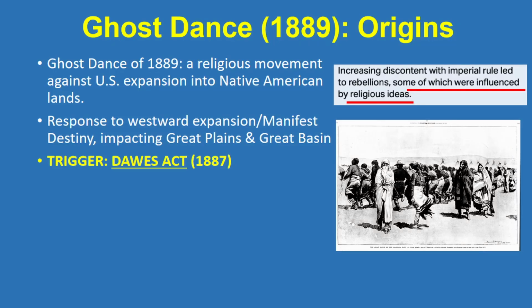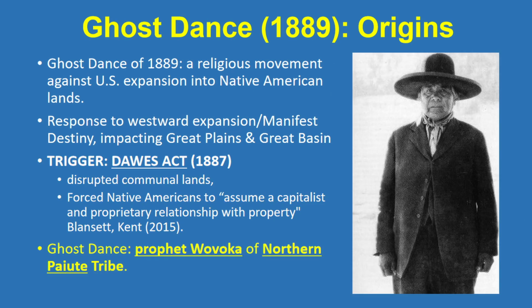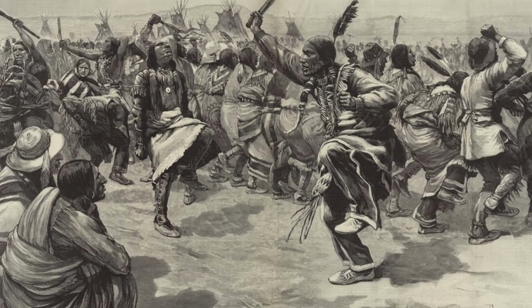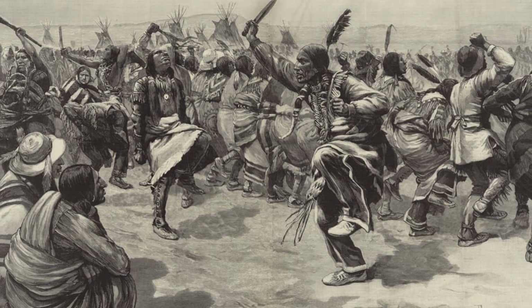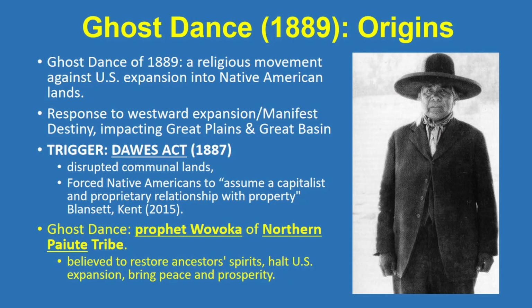A major trigger for the movement occurred with the U.S. passing the Dawes Act, which broke up communal lands and forced the Native Americans to assume a capitalist and proprietary relationship with property. The Ghost Dance itself began with the prophet Wovoka from the northern Paiute tribe. The Ghost Dance was believed to bring back spirits of dead ancestors, end the westward expansion of the United States, and help to bring an era of peace and prosperity.